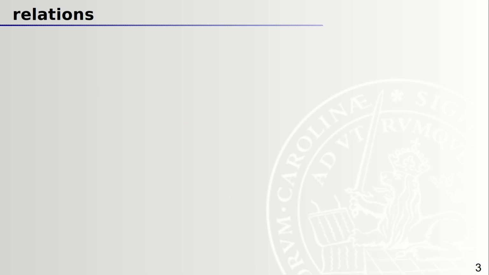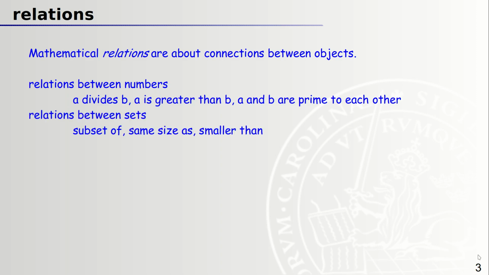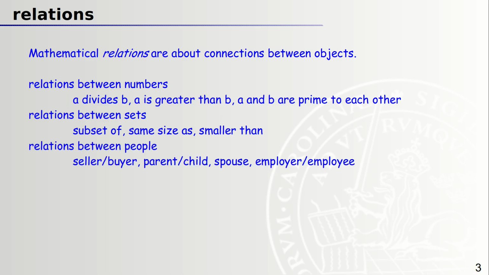Mathematical relations are about connections between objects. If the objects are whole numbers, a relation we might be interested in might be whether one number evenly divides another, is greater than another, or prime to another, for example. Relations between sets might be whether they include one another, or whether they are of the same cardinality, or whether one might contain more elements than another. Relations between people could represent their connections as customer and client, parent and child, and so forth.